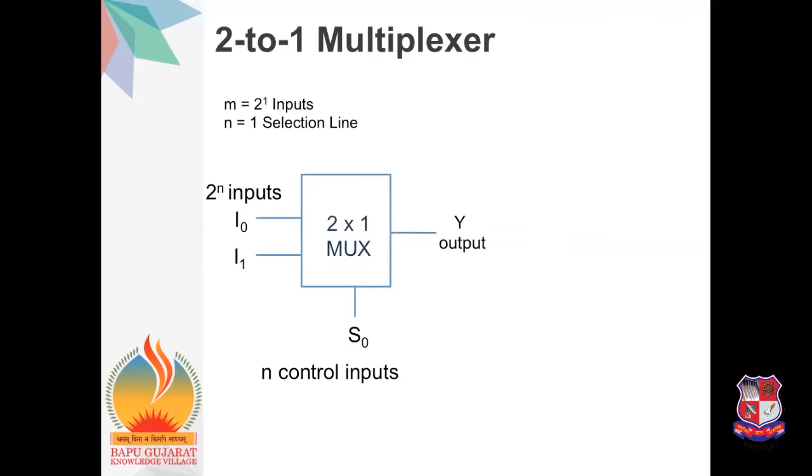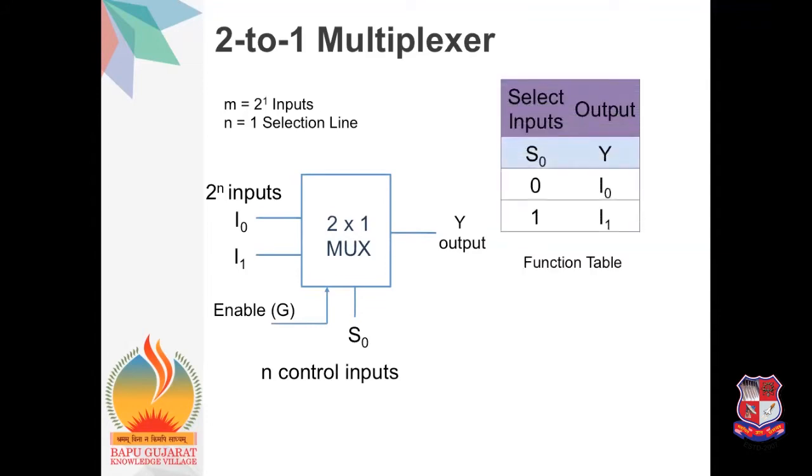Here if the multiplexer has an enable line, then we need to enable the multiplexer before doing any task. Now the function table for this 2 to 1 multiplexer. It has a single selection line, so total 2 possible combinations for the single selection line, and it has the single output Y. Whenever the value of the selection line S0 is 0, it gives the output Y as I0, and whenever the value of the selection line S0 is equal to 1, at that time it gives the output Y as I1.